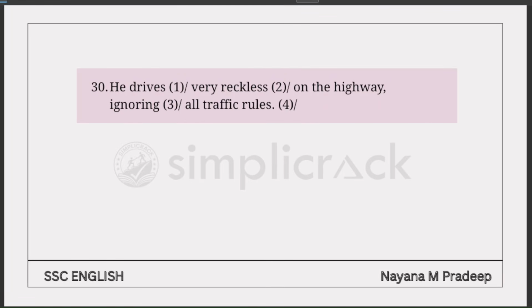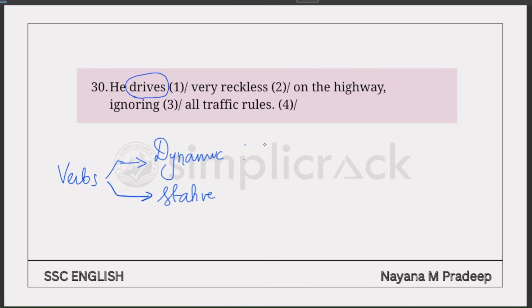He drives very reckless on the highway, ignoring all traffic rules. Here you have drives. Now, you know that verbs are of many types. One of the classifications of verbs is into dynamic and stative. What are dynamic verbs? Verbs that denote an action. Whereas stative verbs are those that denote a state of being.